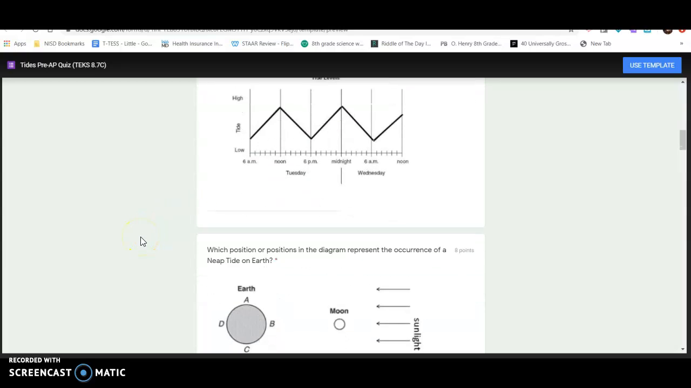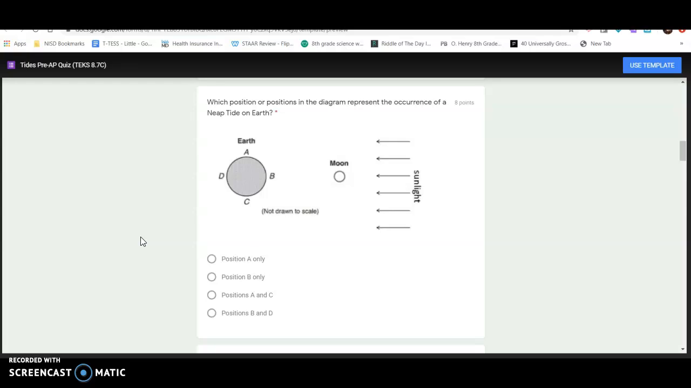Okay, next question. Which position or positions in the diagram represent the occurrence of a neap tide on Earth? Would it be at position A, which would be right about here? Position B, it's already given to you right there. Positions A and C, or positions B and D? Where would I get a neap tide on Earth?